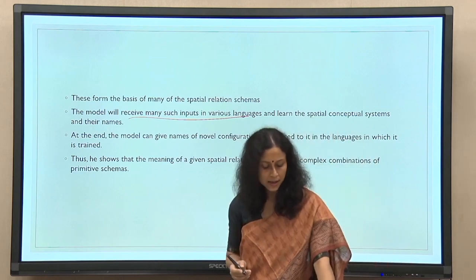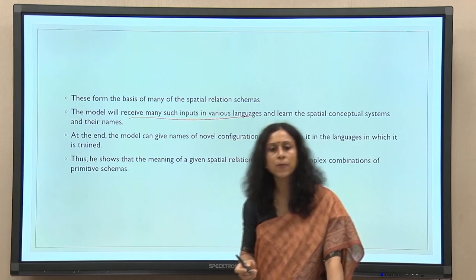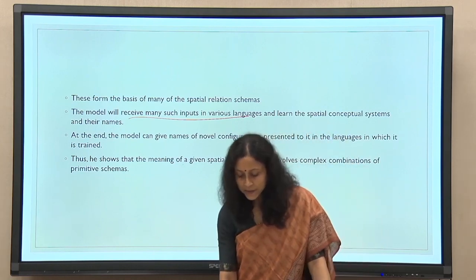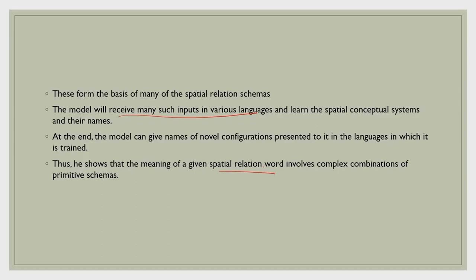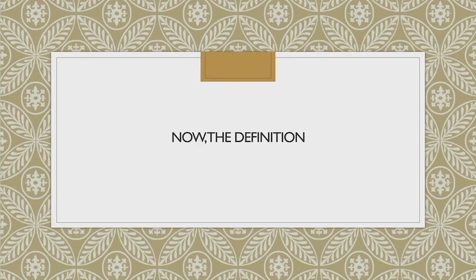So, this work was one of the initial works that showed that the meaning of a given spatial relation word involves not only a word, but a complex combination of primitive schema. So, we understand these things and we store that information through that schematic understanding. And that schematic understanding involves two primary visual schemas, one is that of orientation, another is that of topology.